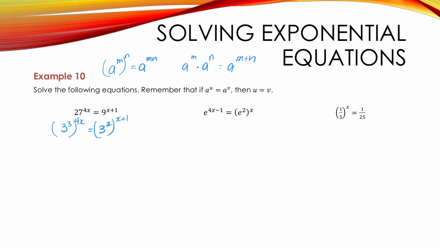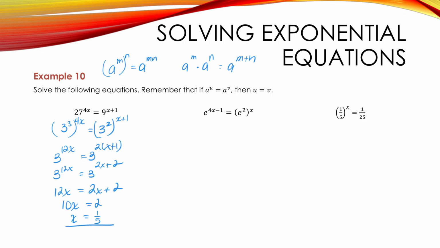That's what we saw in the last one. So now we get 3 to the 3 times 4 is 12, x is equal to 3 to the 2 times the quantity x plus 1. So 3 to the 12x equals 3 to the 2x plus 2. Well, they have the same base. Let's set those exponents equal. Subtract 2x from both sides. We get 10x, and it equals 2. Divide both sides by 10. x is 2 over 10, or 1 over 5.